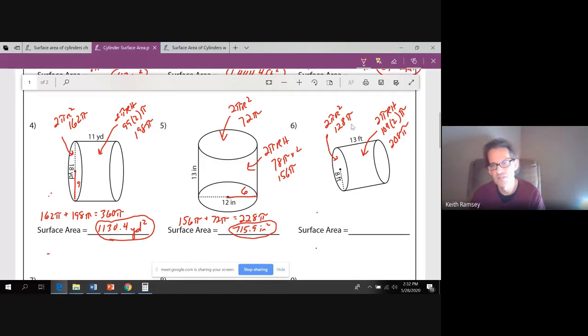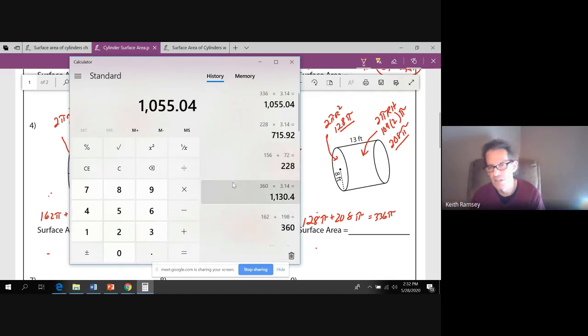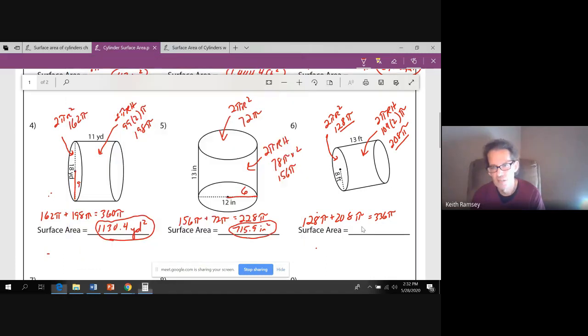And then I just combine these two, my 128 and my 208. 128 pi plus 208 pi is going to equal 336 pi, it looks like. 336 times pi. Let's find out what that is. 336 times 3.14 equals a surface area of 1055.04. Let's just write 1055. And this is square feet for number 6.